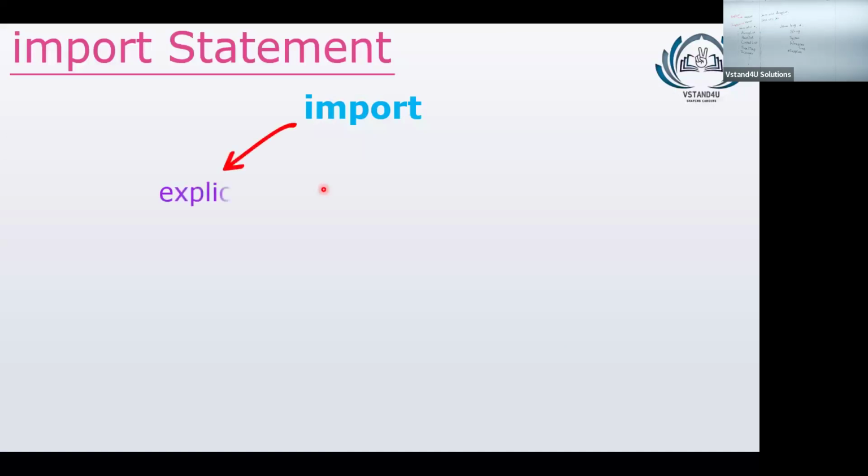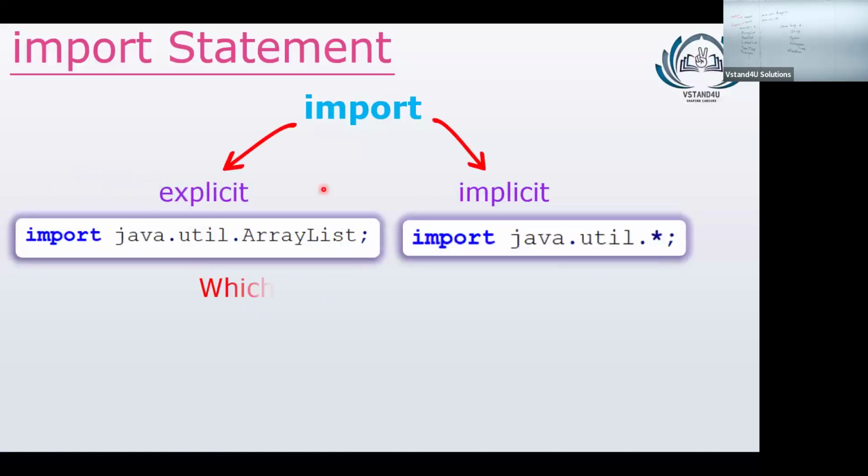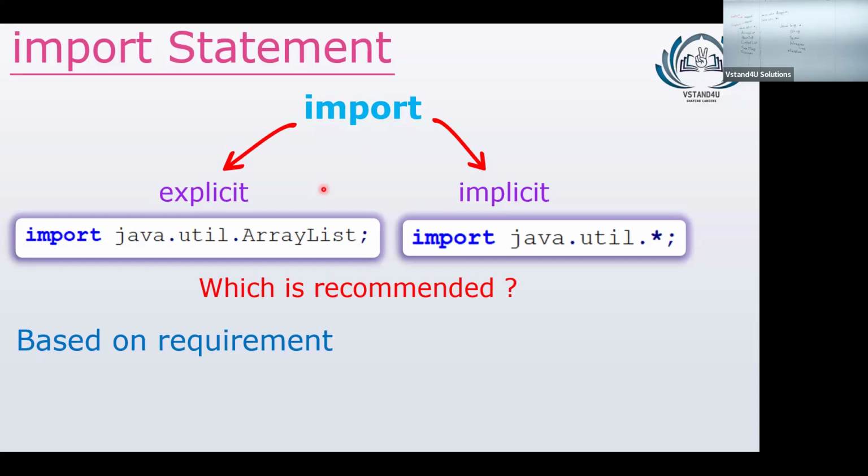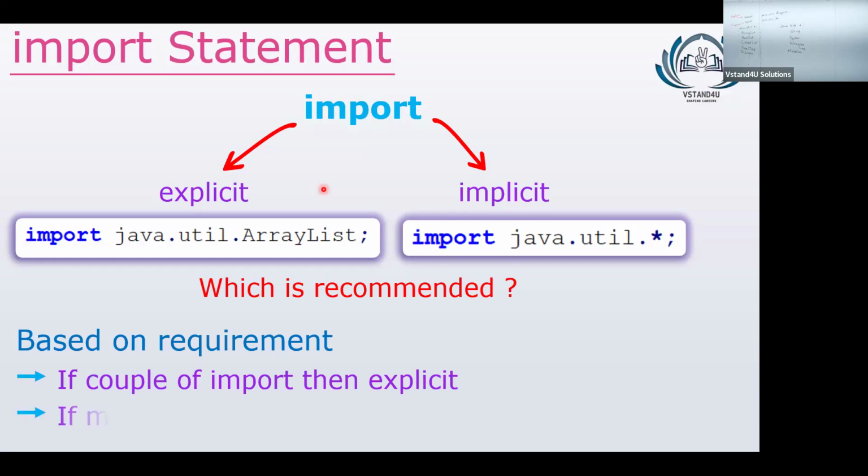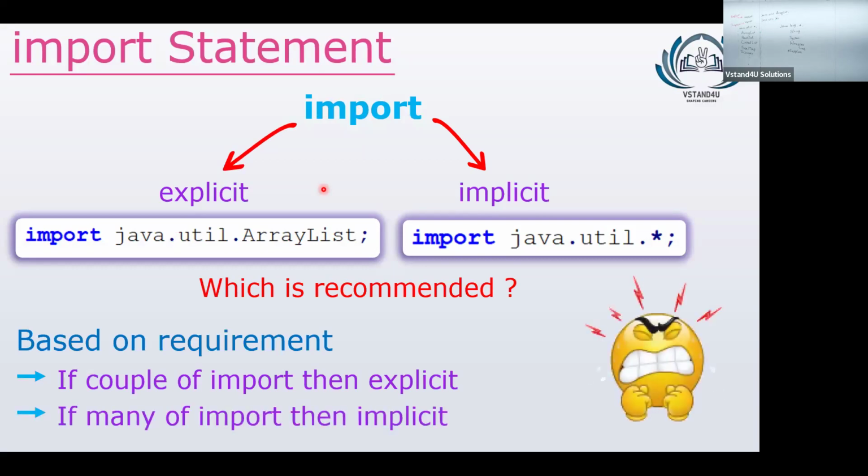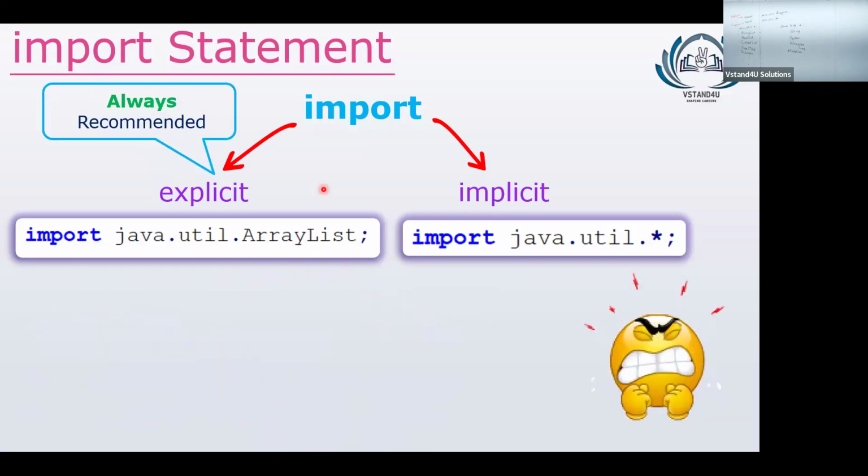Now, import statements are of two types: explicit and implicit. Explicit, you'll write the class name; implicit, you'll write the star. Which one is recommended? Writing the explicit way is recommended. "Based on requirement" is the wrong answer that people give in interviews: if a couple of import statements, then explicit, else implicit. This is a wrong answer. Always and always, recommended is explicit.